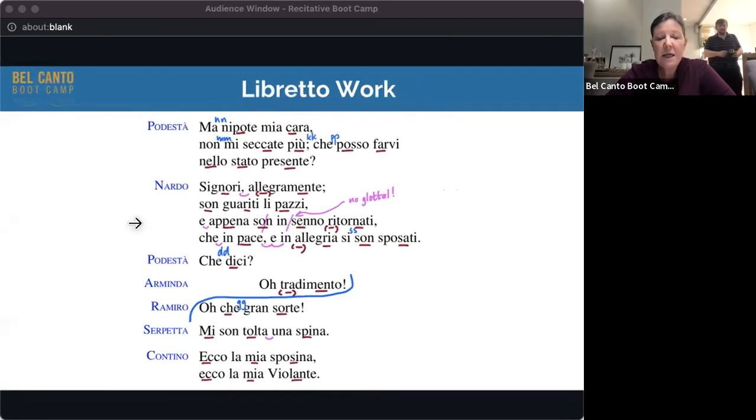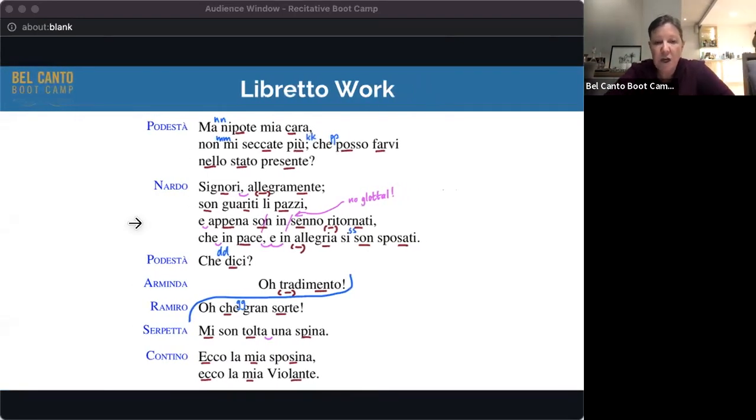So here is a version of how I marked up the libretto that we worked on with Derek yesterday. What you will see here is that I have marked my long syllables. Manipote mia cara, non mi seccate più. Those dark red lines under the syllables remind you where the long syllables are. That's the first thing you will see.